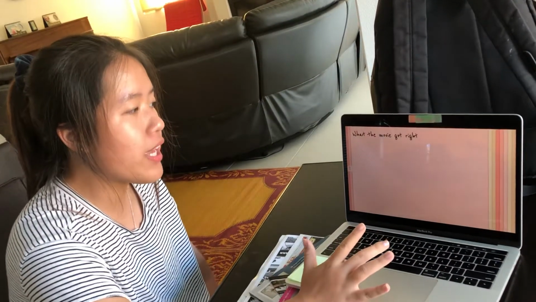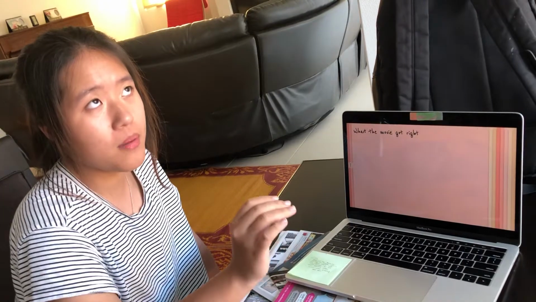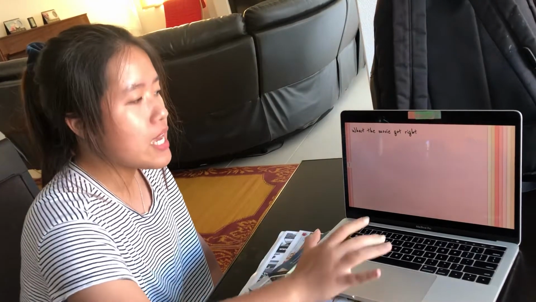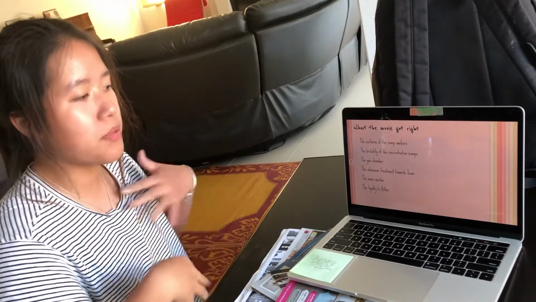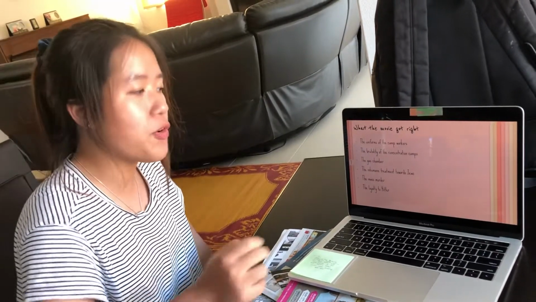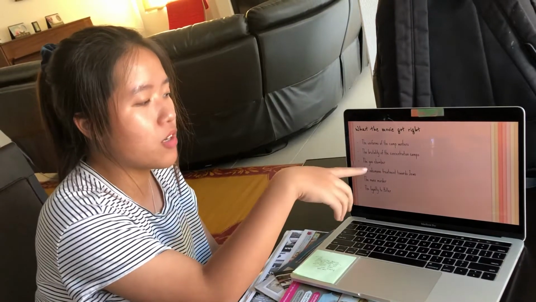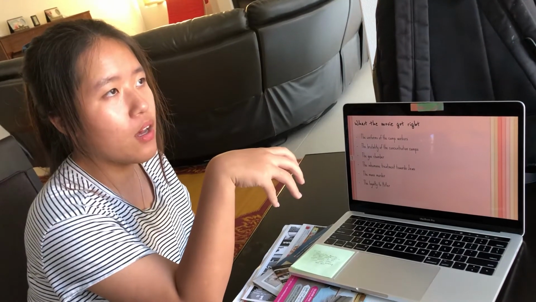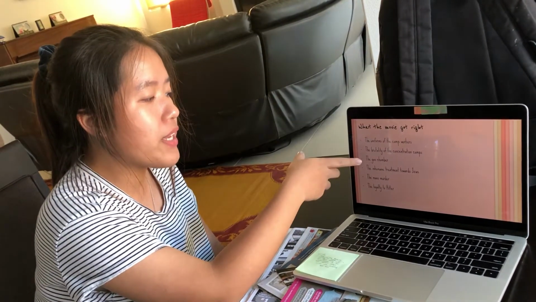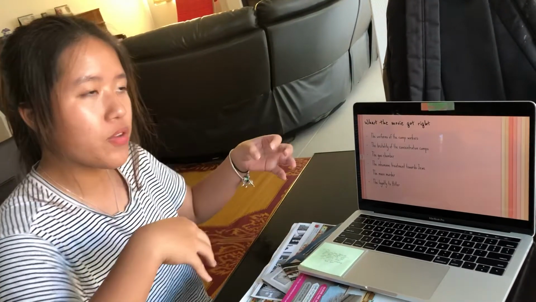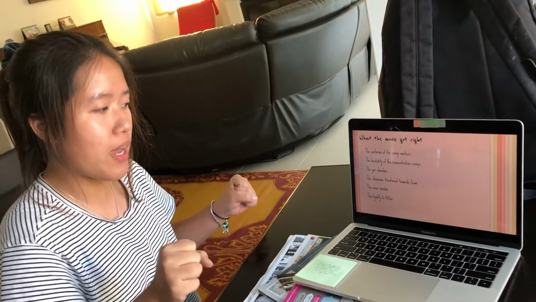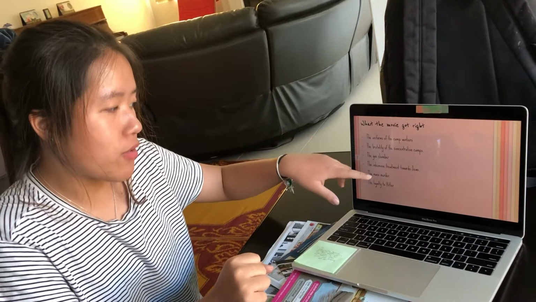Talking about what the movie got right and resembles in history: first, the uniforms of the camp workers, they all wear striped pajamas, which is actually a uniform. The second thing is the brutality of the concentration camps. The prisoners in there were starved, they worked, and a lot of people died. The third thing is the gas chamber, in which they were pushed into a kind of basement, and then the Nazi soldiers would come and release toxic gas and everybody would die, which led to the mass murder.